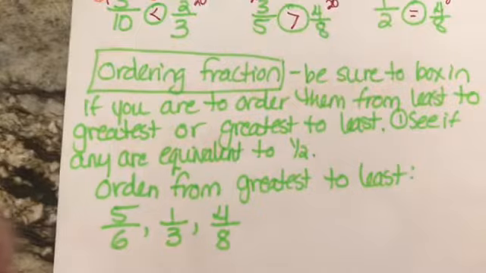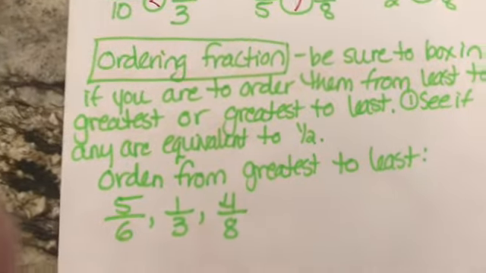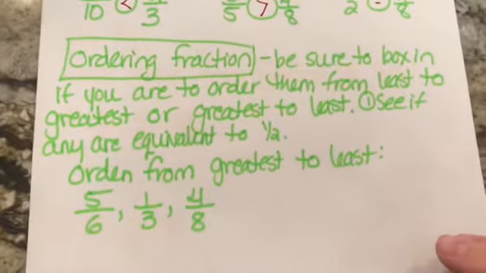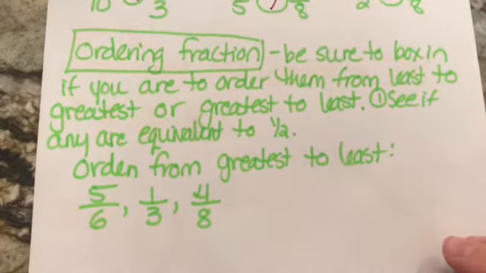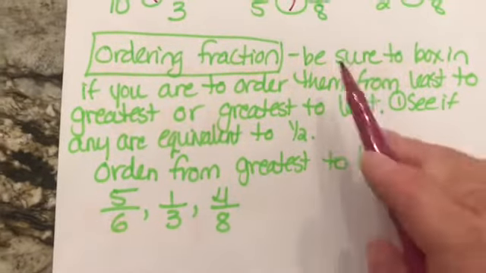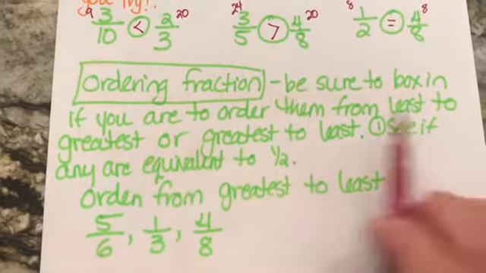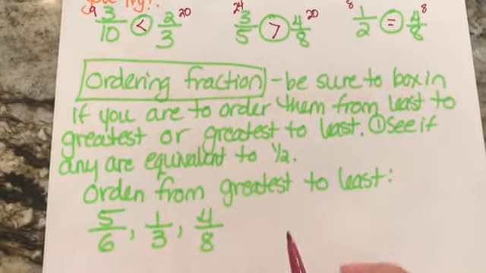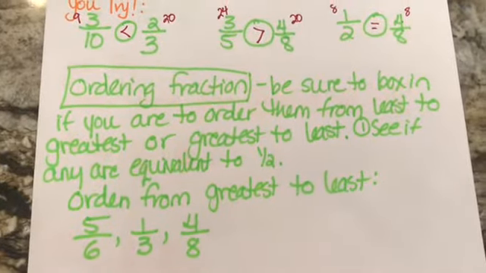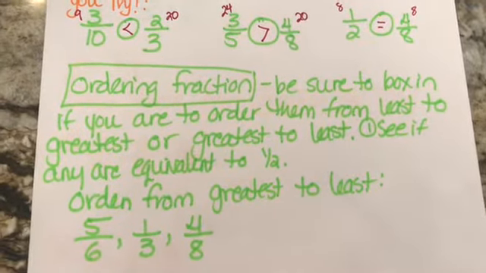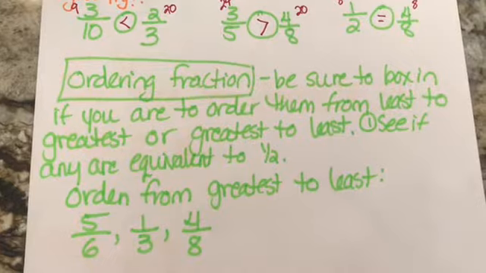Now we're going to ordering fractions. The biggest trick for when you're putting fractions in order is to make sure that you have followed directions. So be sure to box in whatever they tell you to do. If they want you to order them from least to greatest or from greatest to least, you need to put that in a box so that you can definitely follow the directions. That's the biggest way kids get these wrong.